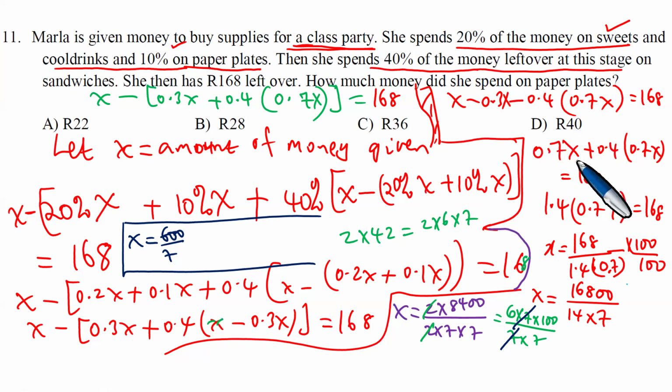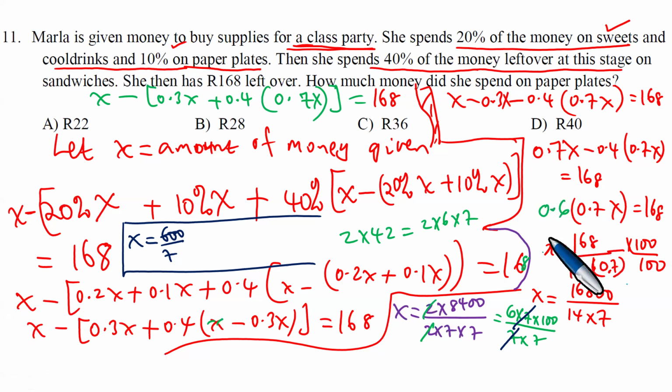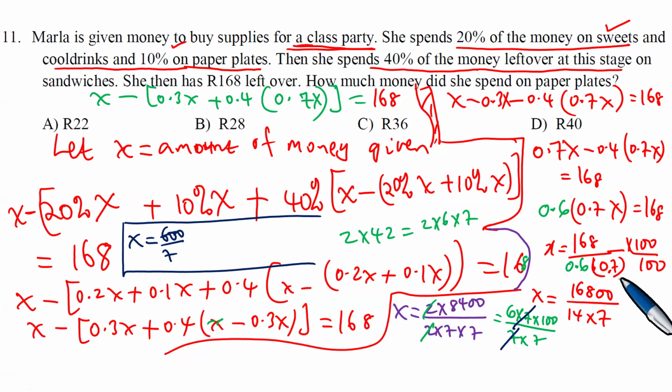So if it's minus 0.4, then this one is going to be 0.7 minus that. It's going to make a difference here, because it's 0.7x minus 0.4 of 0.7x, so 0.7x is common. 1 minus 0.4 gives you 0.6. So it's going to be 168 equals 0.6 over 0.7 of x, exactly 6 over 7.